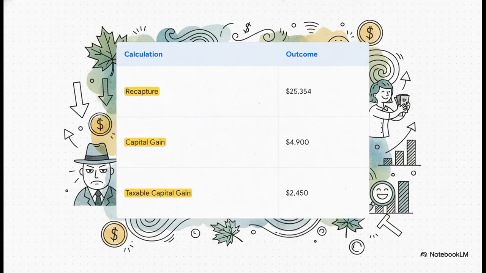So what does this mean for Joey? Well, he actually has two separate tax hits to deal with now. First, we have something called recapture. It's the difference between his original cost and his UCC. You can think of it as the government recapturing all those depreciation deductions he enjoyed over the years. That entire amount is fully added to his income. Second, because he sold the asset for more than he paid, he has a capital gain, in this case for $4,900. And as you know, 50% of that capital gain is taxable.